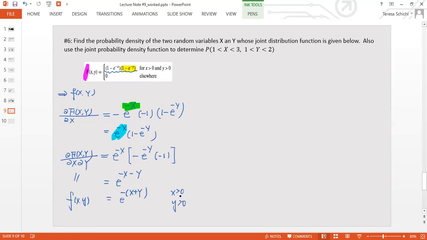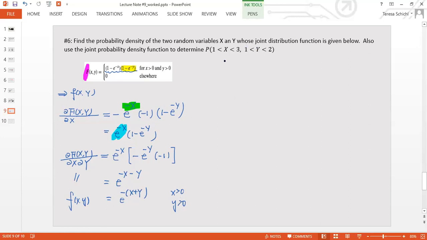All right, be very careful. Right now, because you have two variables, you need to do the derivative twice. When you take the derivative with respect to x, you treat y as a constant. When you take the derivative with respect to y, you treat x as a constant.